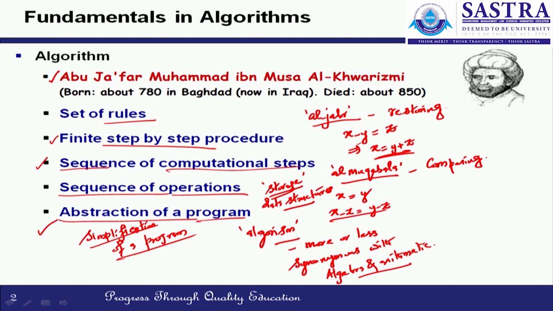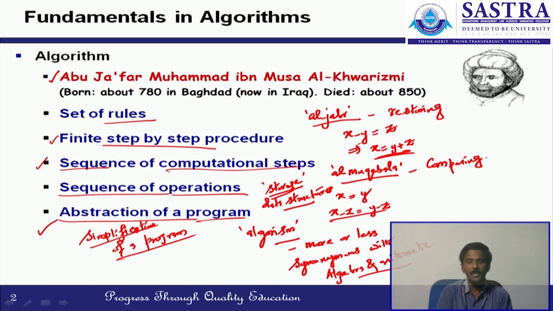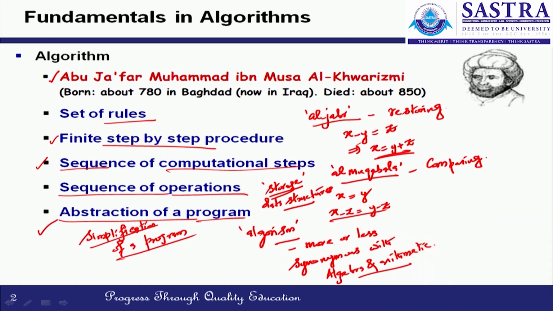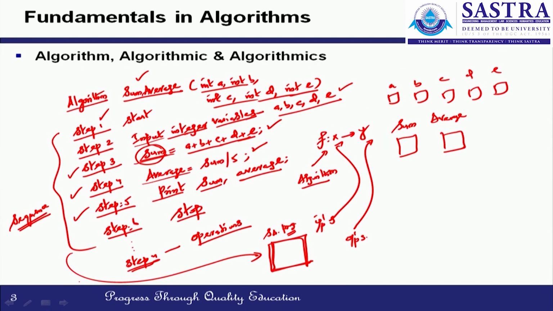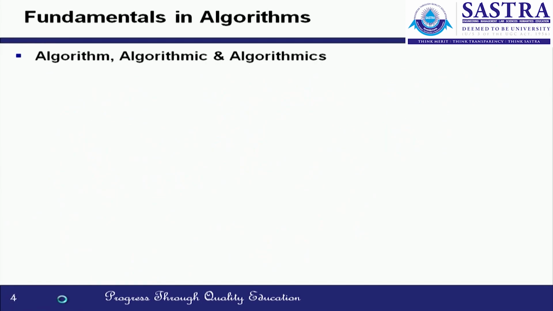Finally, an algorithm is nothing but a simplification of a program. The simplified version of a program is an algorithm, so that the execution or the purpose of the program can easily be visualized by seeing the various steps in the algorithm. Now these 5 definitions can be merged into a single one.